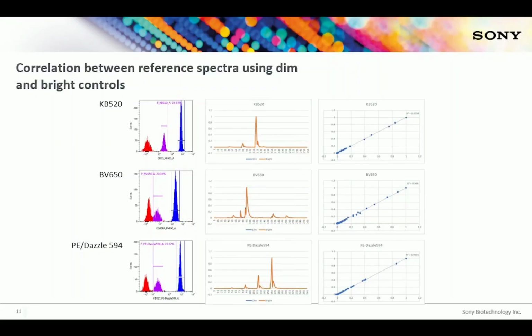In spectral flow cytometry, though, unmixing is based on the spectral shape, so the signal intensity should not matter. Here, I'm showing 3 different single-stain controls. The histogram peaks represent the negative population, a dim positive population in purple, and a bright positive population in blue. After normalizing their spectrum, we overlay and calculate the correlation, showing that they are essentially identical.